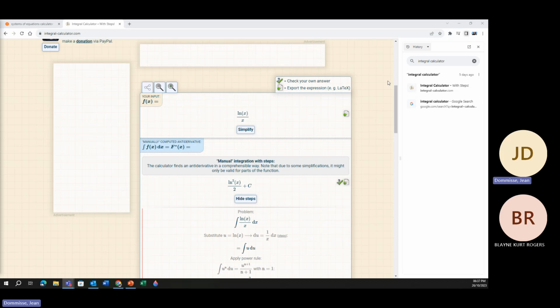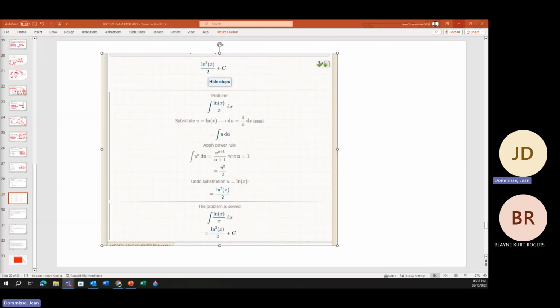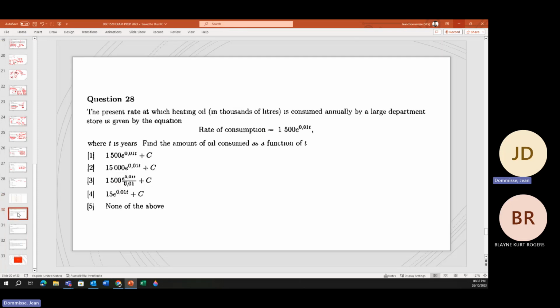Also, what I like about the online calculators is that if you are busy working out as you're still practicing for Saturday, use the tools to check if you are doing it correctly, if something is going wrong or not. Okay, so that was question 27. Okay, let's go to question 28.